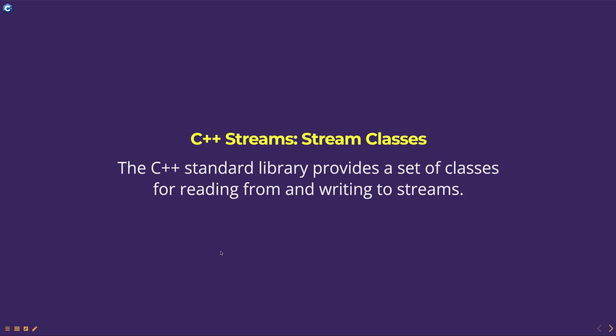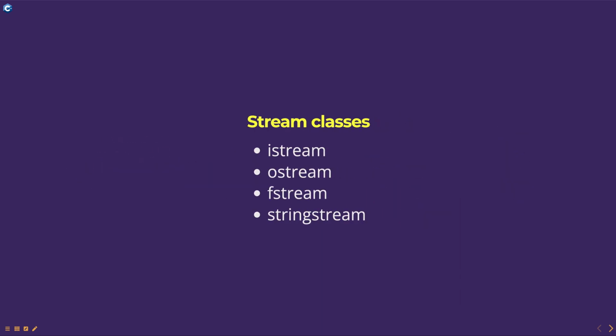The C++ standard library provides a set of classes for reading from and writing to streams. These classes are part of the iostream library and include istream. This class is used for reading data from input streams, such as the keyboard or a file. The cin object is an instance of the istream class.